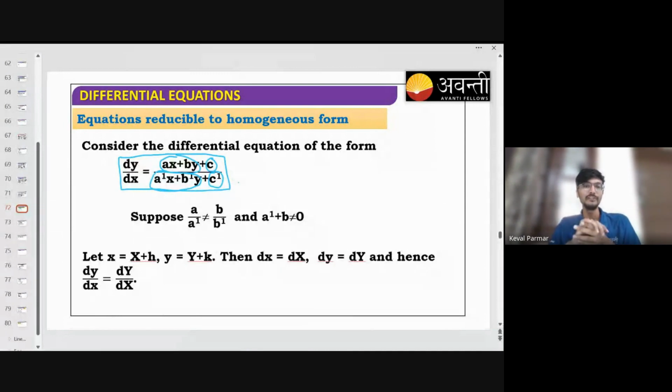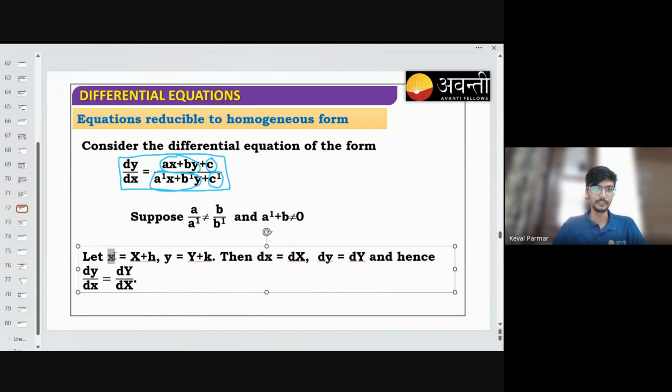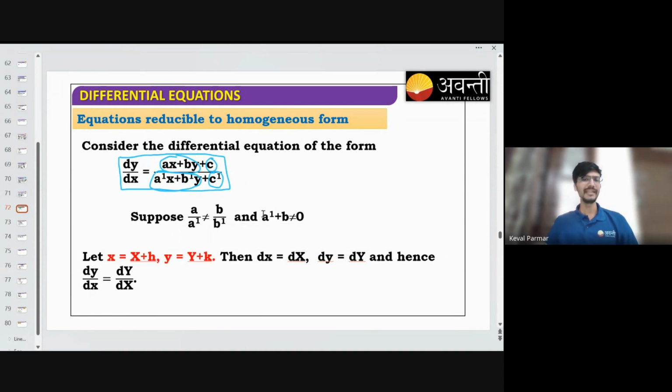So what do we do in these types of sums? We make them homogeneous. How do we make them homogeneous? By substitution, by this substitution. What is the substitution? x equals X plus h, y equals Y plus k. You might have seen this substitution somewhere. Let me remind you, you might have seen this substitution in a shift of origin.